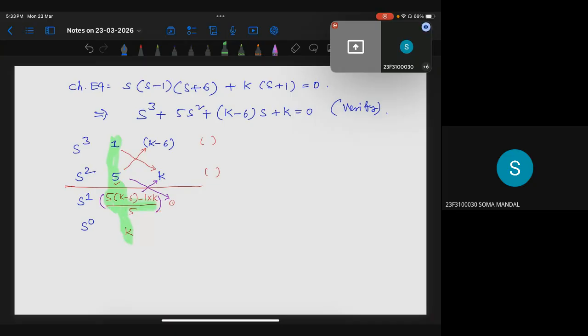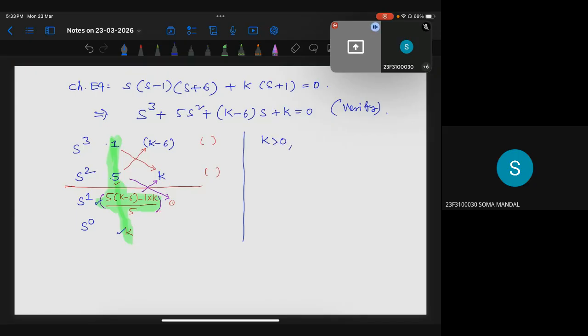All first column signs should be the same. Already you know that 1 and 5 have positive signs. So same sign means this term and this term also have to be positive. Correct? So positive means, let's say the last term, k is greater than 0. Correct? Yes or no? Yes, sir.